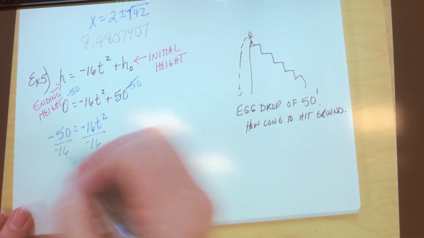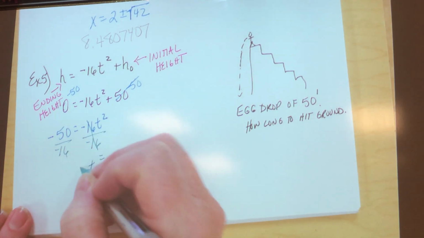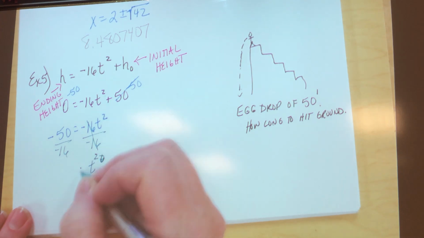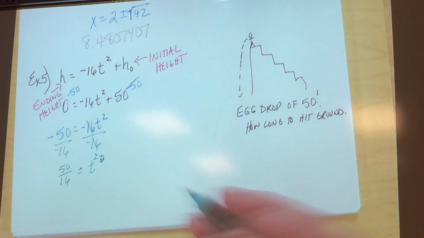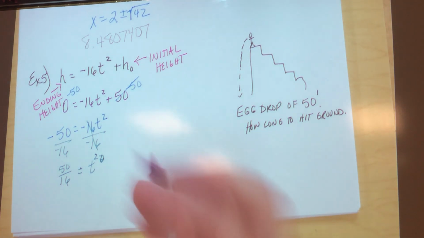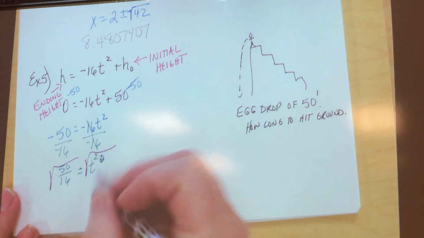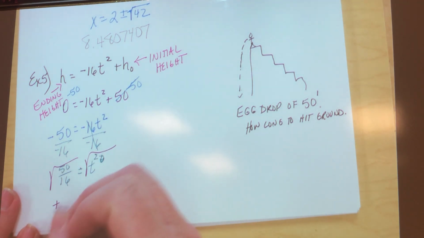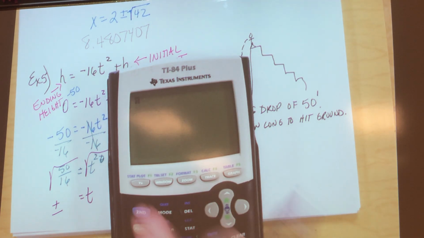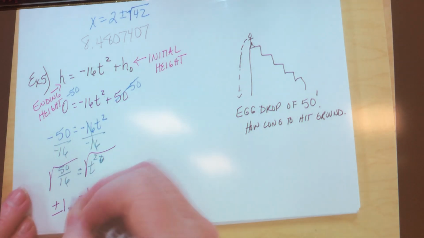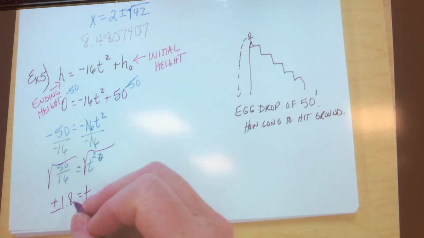Divide by negative 16, and t squared is equal to positive 50 over 16. I could reduce it, okay, but I'm not going to because I'm going to use a calculator anyway. So square root both sides, and t is equal to plus or minus. I'm just going to pop it in my calculator. I'm going to say the square root of 50 divided by 16. I'm going to call it 1.8. Okay? 1.8. Now, tell me, it's 1.8 seconds, guys.